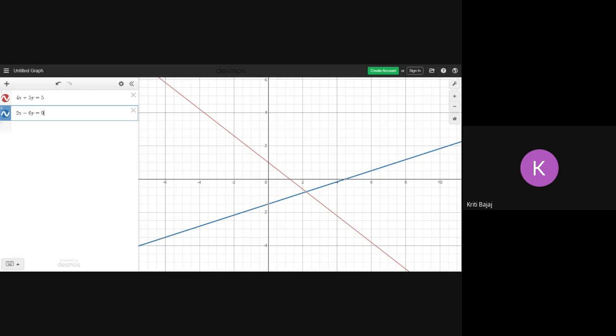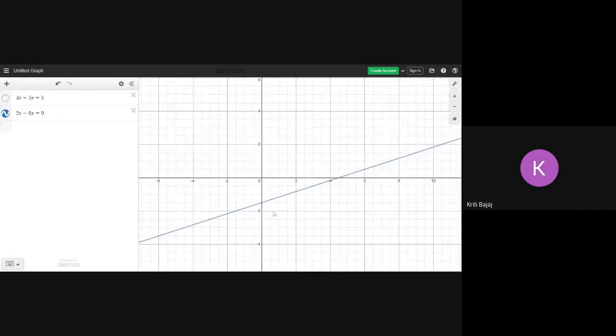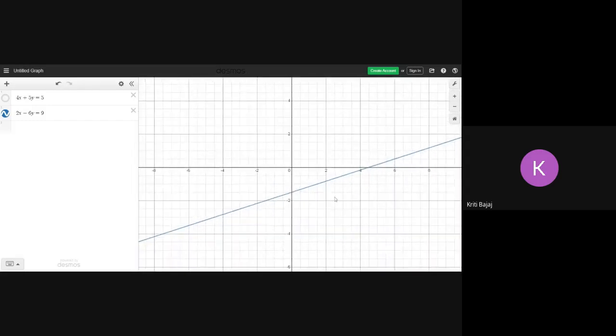Now, this entire blue line, when looked at in isolation, again has infinite points which will satisfy this line, isn't it? This condition is satisfied by many points. One of them is where it cuts the x-axis, at 4.5 comma 0. Another point is 0 comma minus 1.5. There are a different number of ordered pairs which can satisfy this condition.